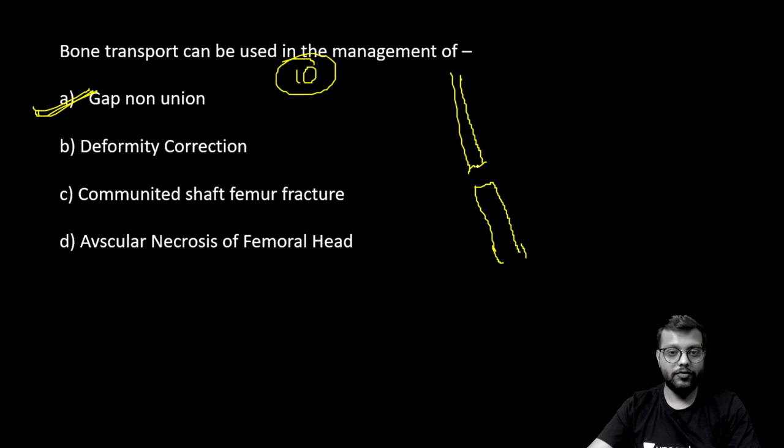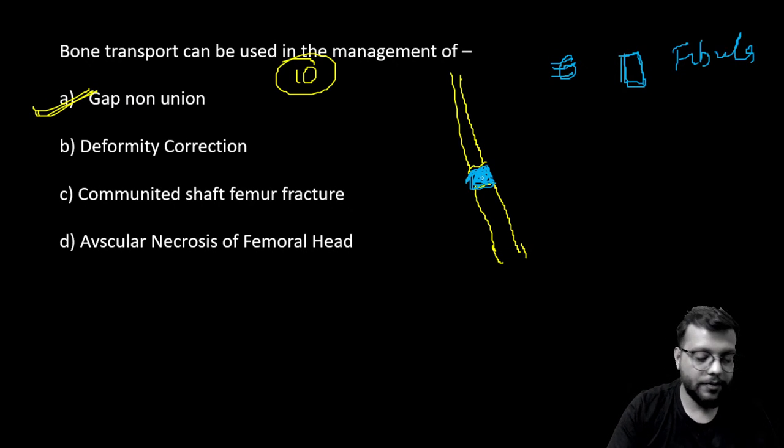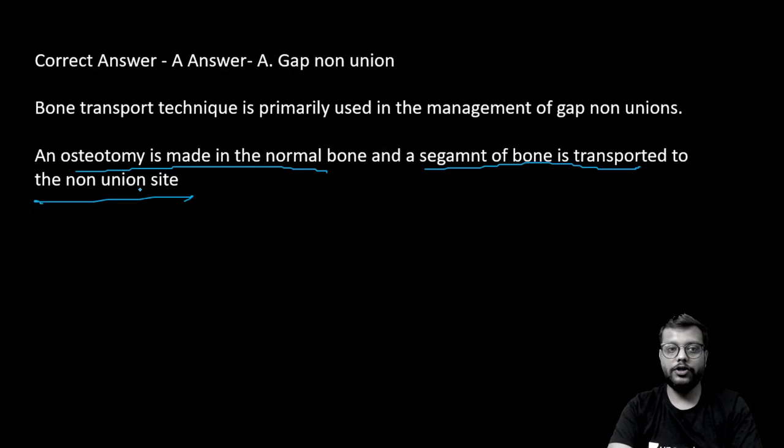So to make union here, you need to fill this gap with a bone graft. So this is called as bone transport, because bone graft mein you just take the cortical pieces and chura chura types, wo nahi lete. You take an entire piece of the bone like the fibula and you insert it here. Okay, so this is called as bone transport and it is used in the treatment of gap non-union. Okay, so we do the osteotomy in a normal bone and a segment of that bone is transported to the non-union site.